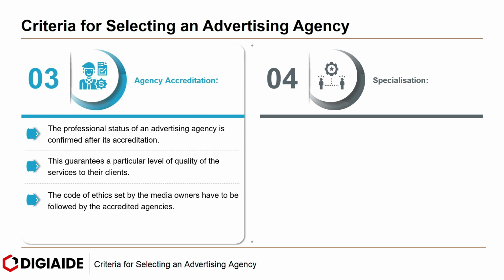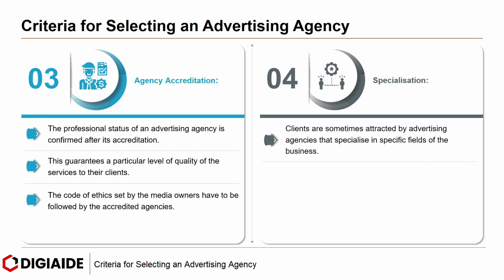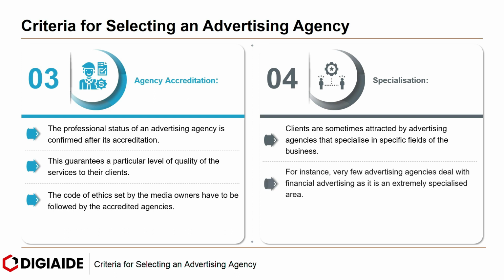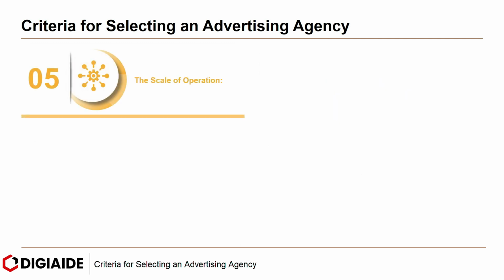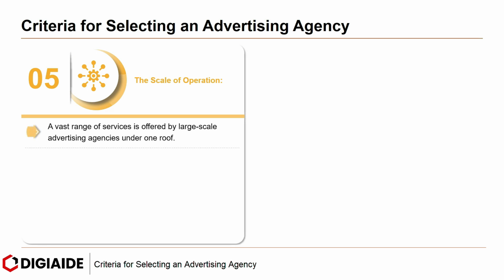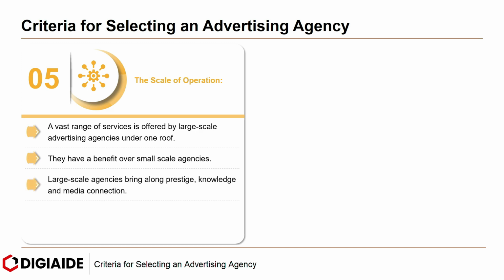Fourth, specialization. Clients are sometimes attracted by advertising agencies that specialize in a specific field of business. For instance, very few advertising agencies deal with financial advertising as it is an extremely specialized area. Fifth, the scale of operation. A vast range of services is offered by large-scale advertising agencies under one roof. They have a benefit over small-scale agencies. Large-scale agencies bring along prestige, knowledge, and media connections. This is why clients desire large-scale agencies.